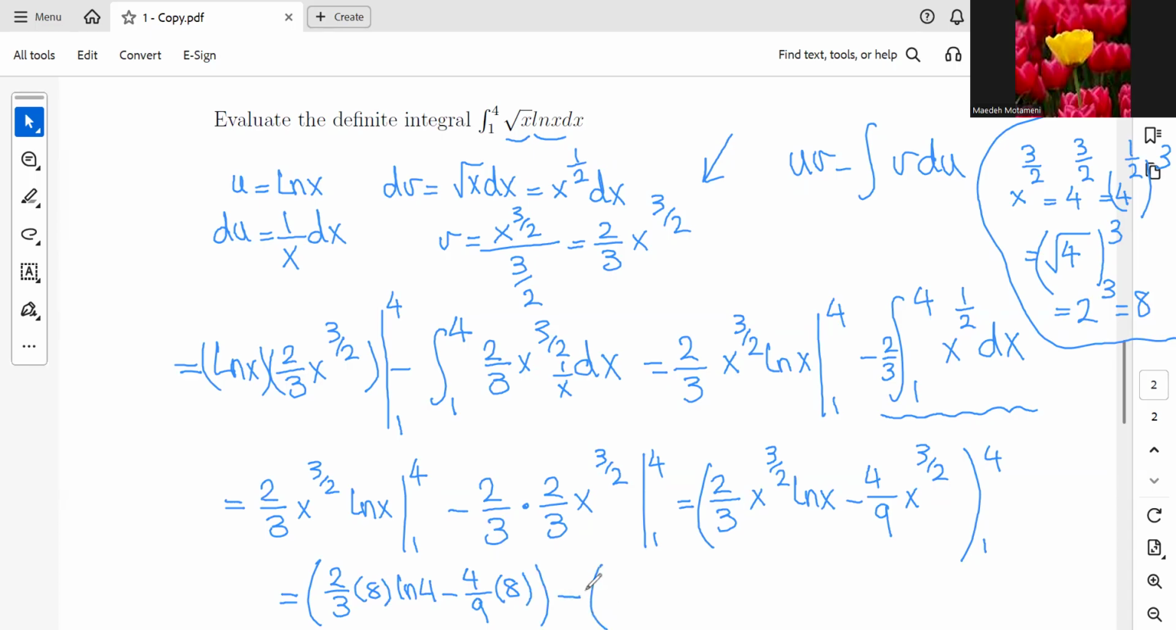Minus, now it is time to plug in 1 here. If you plug in 1, we would have ln of 1 for the first part, which is 0. So 0 for the first part. Minus, if you plug in 1, you get 4 over 9 here. And all together, we would have 16 over 3 ln of 4 minus 28 over 9. Or you can use a calculator, but this is fine if you keep it this way.